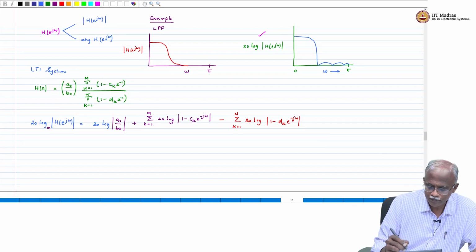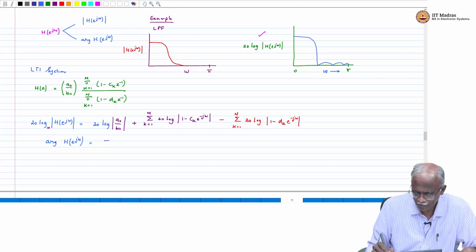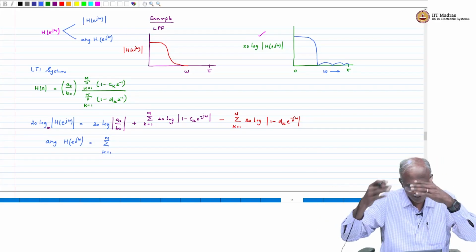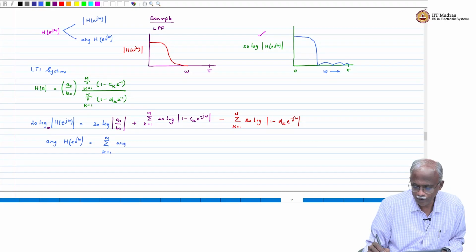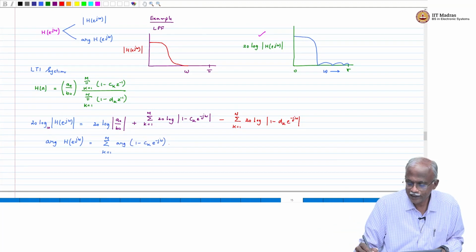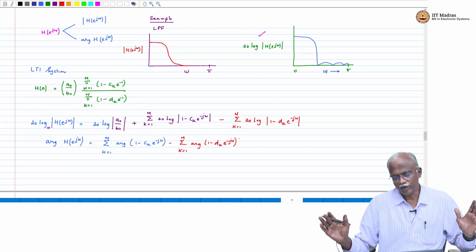So then you have the argument of H e of j omega, the phase response. Phase response also can be computed very simply. Summation k equal to 1 through M. Remember, e power j argument. So when you multiply terms together, the argument of all the numerator terms get added together. So it is summation k equal to 1 through M argument of 1 minus c_k e power minus j omega. All the numerator terms, their phases get added together. The denominator terms, their phases get subtracted. k equal to 1 through N argument of 1 minus d_k e power minus j omega. I hope you are comfortable with that.